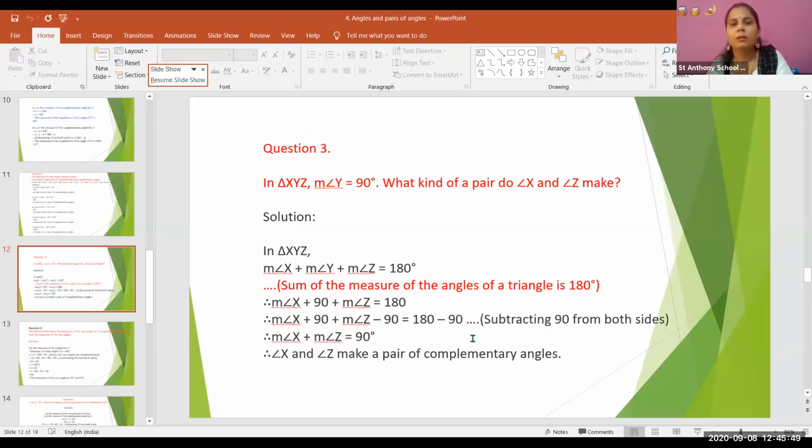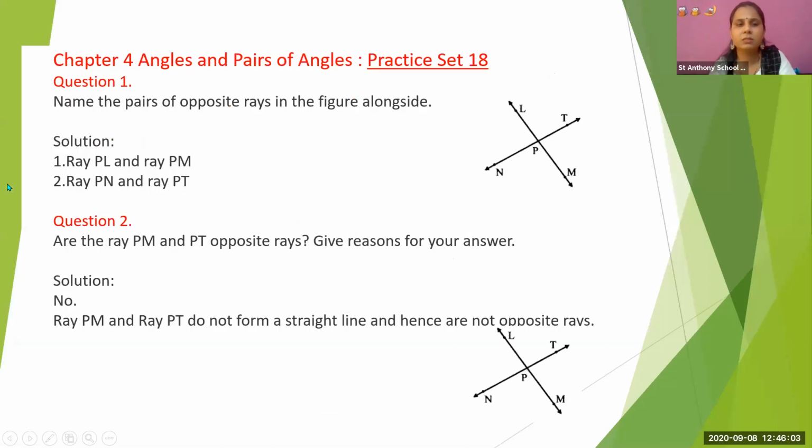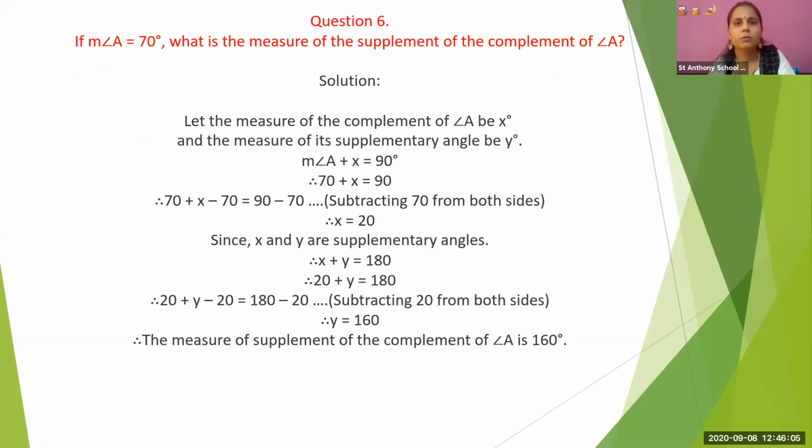Okay. See, one of the angles is 25 and the other angle is 65. Okay. Now next sum is, okay, this is a very important sum. Please pay attention, everyone.